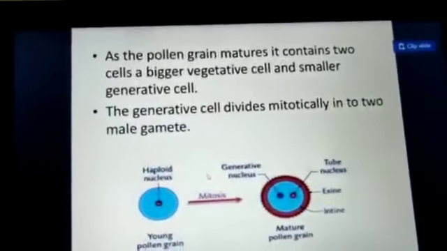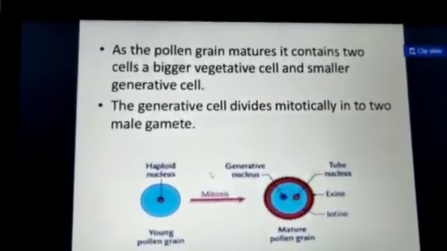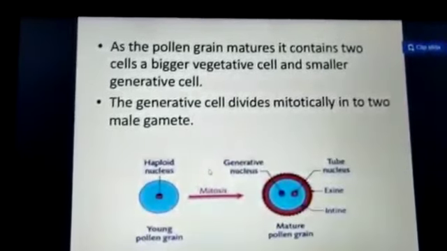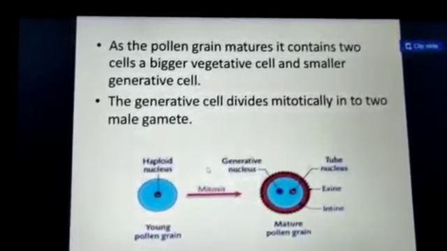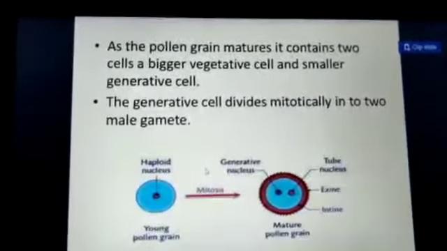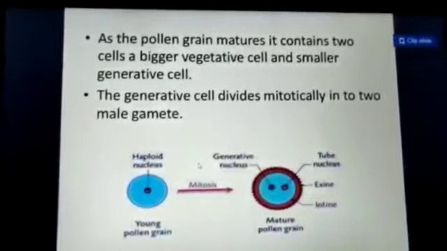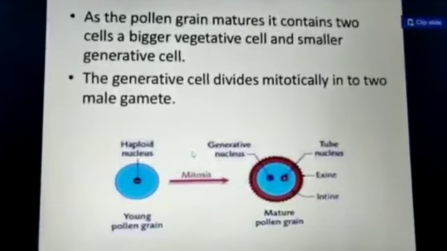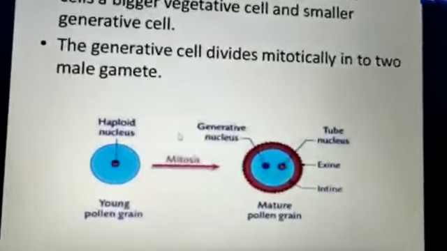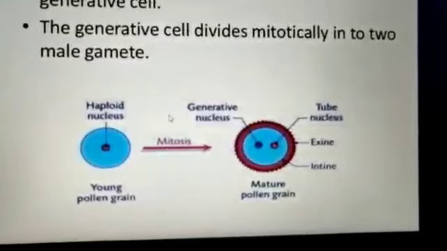Just now we studied the pollen tube formation during the fertilization process, no? So in that, this germ pore helps in the formation of a pollen tube. As the pollen grains mature, they contain two cells: a bigger vegetative cell and a smaller generative cell. Now here you are able to see the generative cell divides mitotically into two male gametes.